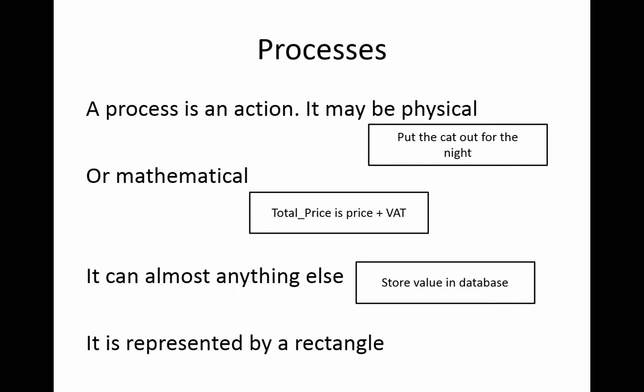And that's everything else. Any physical action, in this case we use it for storage as well. Anything that's not an input or output of data, not a decision, and not a start-stop, we call a process. And those processes, they can be physical, they can be mathematical, like the price plus VAT, or storage. And we can represent all of this by rectangles. Very easy. So if in doubt, make it a process. Okay.